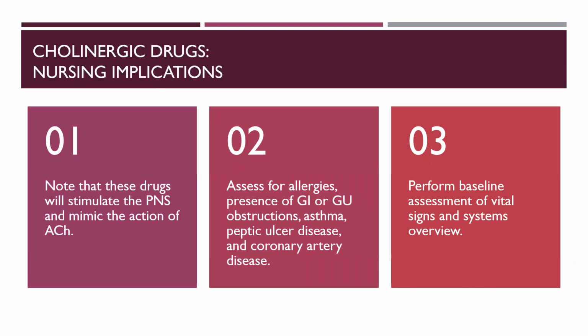So continuing on with our nursing implications, you want to note that these drugs stimulate the PNS and mimic the actions of acetylcholine. So that's, once again, remembering that SLUDGE. Assess for allergies and the presence of GI or GU obstructions, asthma, peptic ulcer disease, and coronary artery disease. And like with everything, we want to get that baseline set of vitals and just that system overview.